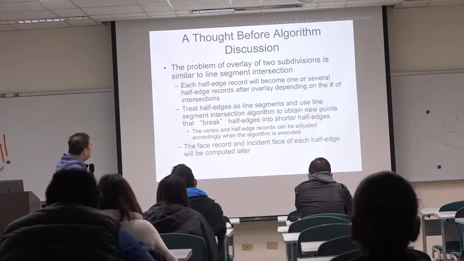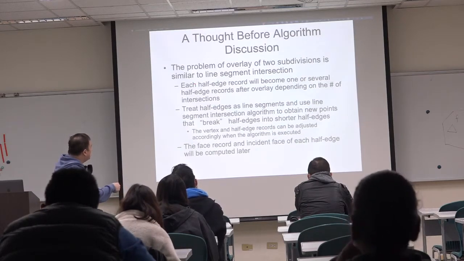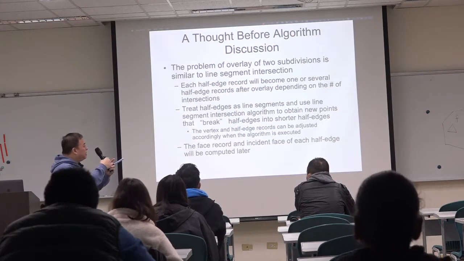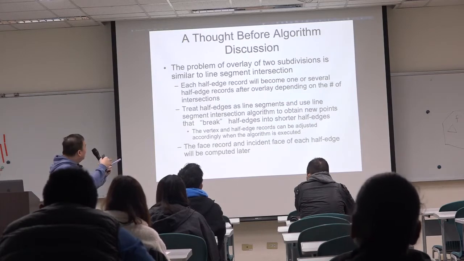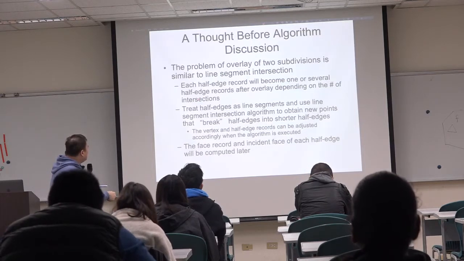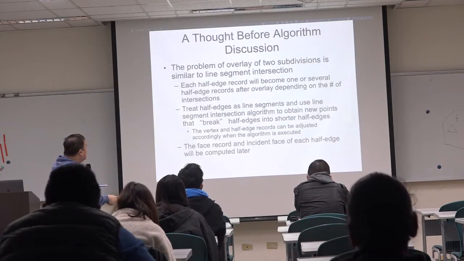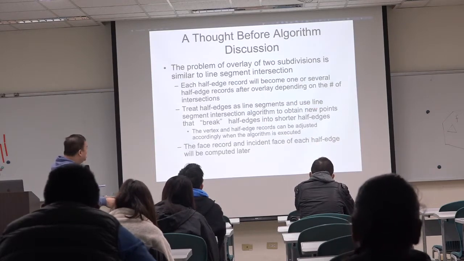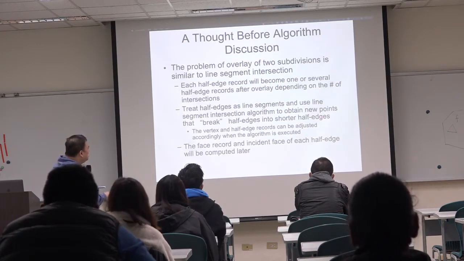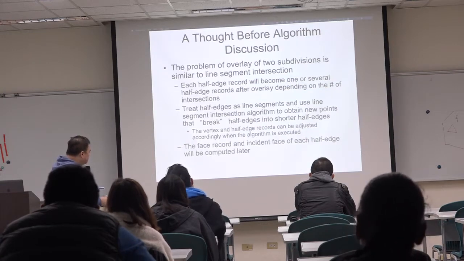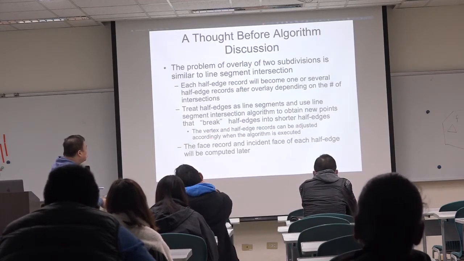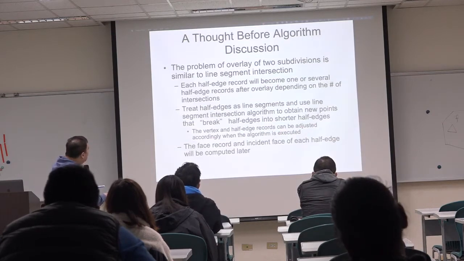Each half-edge record will become one or several half-edge records after overlay, because one half-edge may be separated by the intersection and then become multiple half-edges. So we are going to treat half-edges as line segments and use the line segment intersection algorithm to obtain new points that break the half-edge into shorter half-edges. The vertex and half-edge records can be adjusted accordingly when the algorithm is executed.